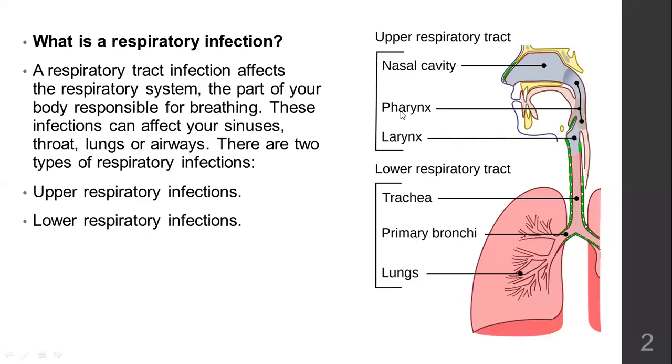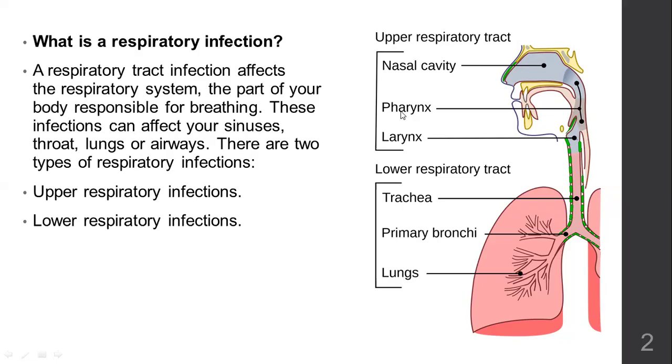So what is a respiratory infection? Your respiratory tract starts from your nostrils and ends at your alveoli. Alveoli are the air bags in your lungs. So that is your entire respiratory tract. A respiratory tract infection affects the respiratory system, the part responsible for your breathing. These infections can take place either in your sinuses, throat, lungs, or airway.